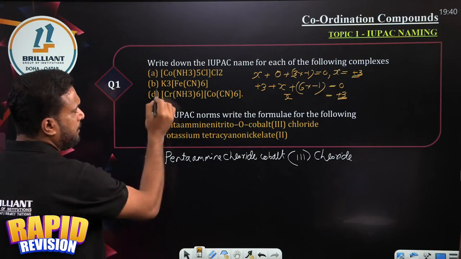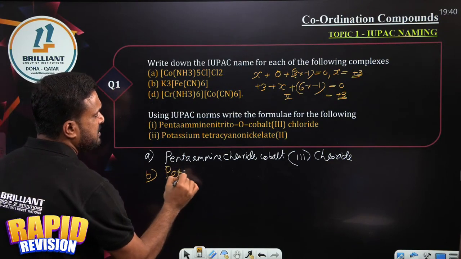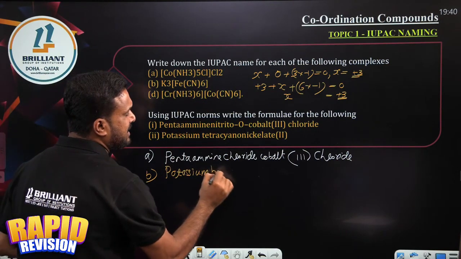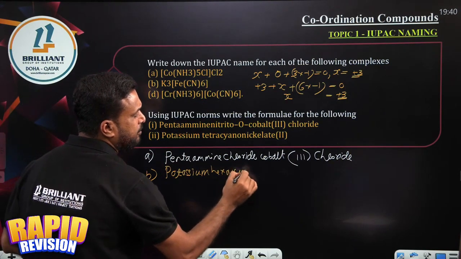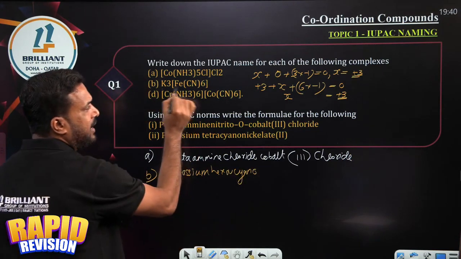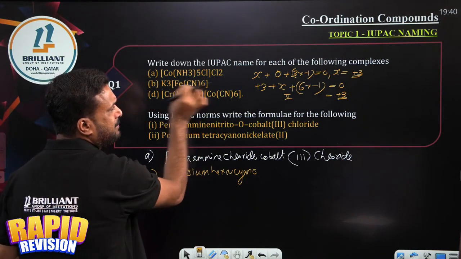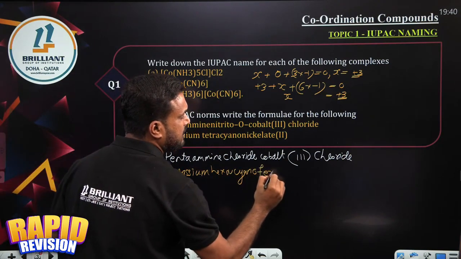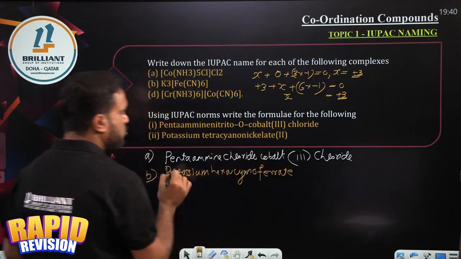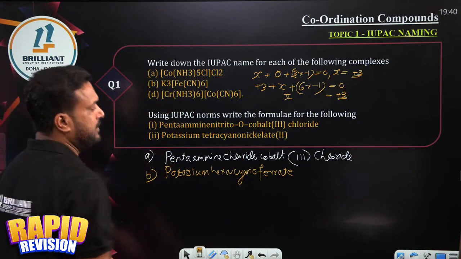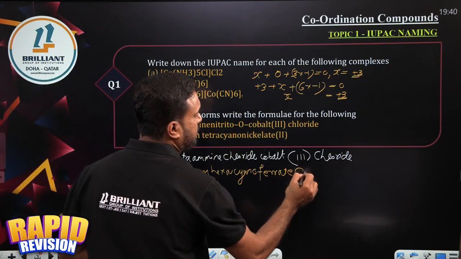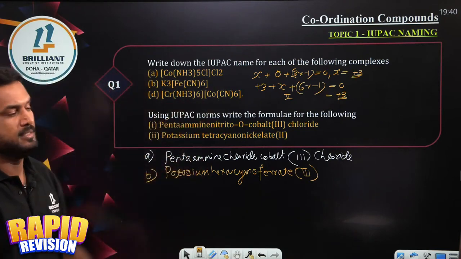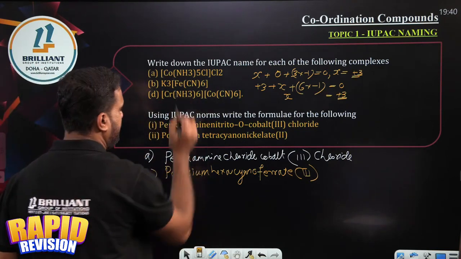See, potassium is there, that we have to write first. So potassium. Okay. After that, hexacyano. Cyano because of CN. Hexacyano. Iron is the central metal atom, but because of an anionic complex, we have to write ferrate. Isn't it? Ferrate. So potassium hexacyanoferrate. Then within bracket, what is the oxidation state? 3. Potassium hexacyanoferrate(III). That is the name of the second one.